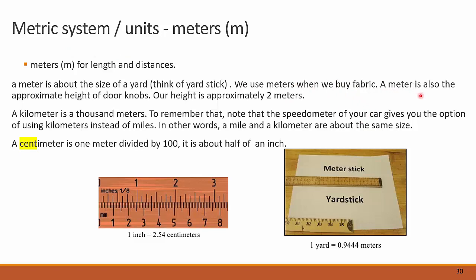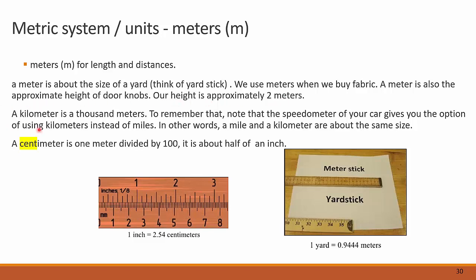A meter is also the approximate height where we place doorknobs. It is approximately the height of your desk, approximately 1 meter. Our height is approximately 2 meters, a little less than 2 meters for most of us. There are some that exceed it, but for most of us, we are a little less than 2 meters.